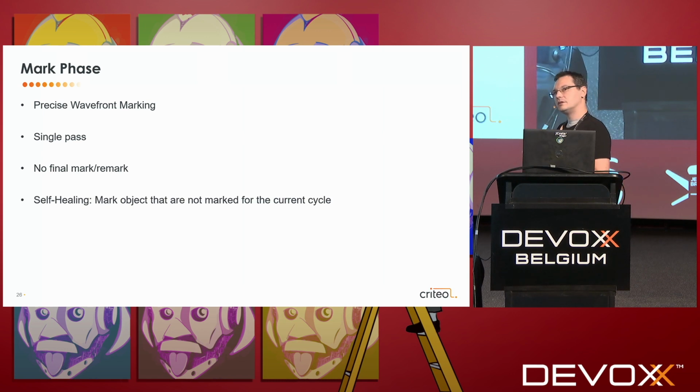And still there is the self-healing process: if an application tries to access an object that is not marked, it will mark this object. So we fix up as we go.